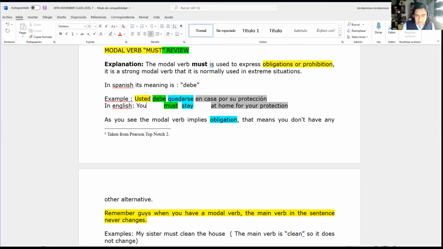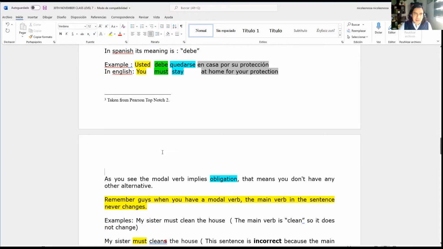Esto es siempre una obligación usar. En español no, en español podemos decir debe quedarse en casa por su protección y se entiende, ¿listo? Pero en inglés sí. Entonces, it's mandatory to put the subject, okay? Don't forget the subject in the sentence, which is the person or the object or the animal who performs the action, okay? All right, as you see, continue, sigo con mi explicación del verbo modal, pero ya lo vamos entendiendo.